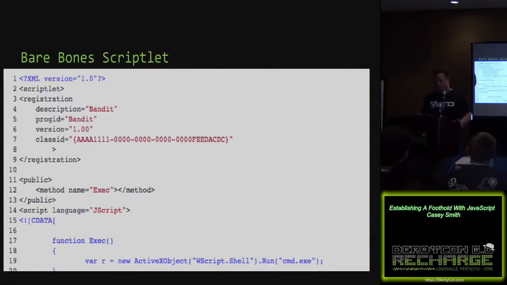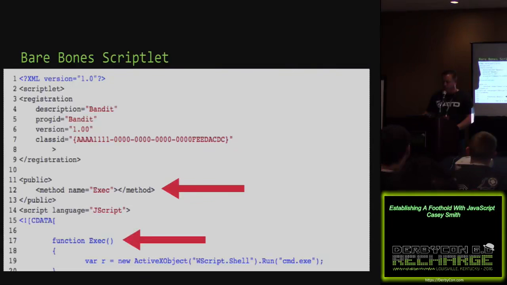Okay, a bare bones scriptlet. What this would be is the ability to execute or persist a scriptlet on a machine or host a more robust scriptlet. Inside of this example, I created a basic scriptlet, I called it Bandit, and we're going to basically expose a method called exec. Inside of here, we expose the public method, then we'll be able to call that function here, and it's defined further down inside of the script tag.